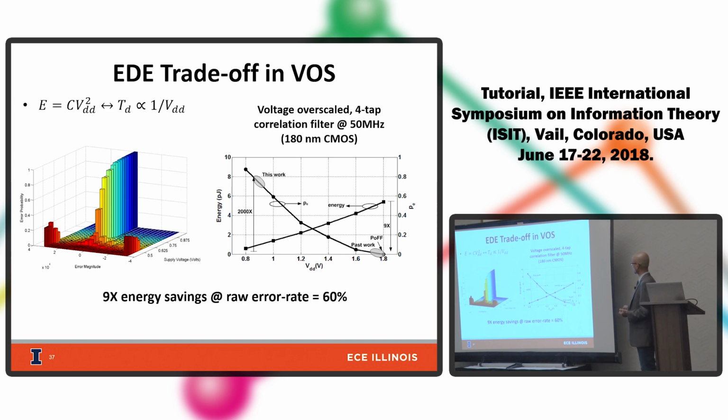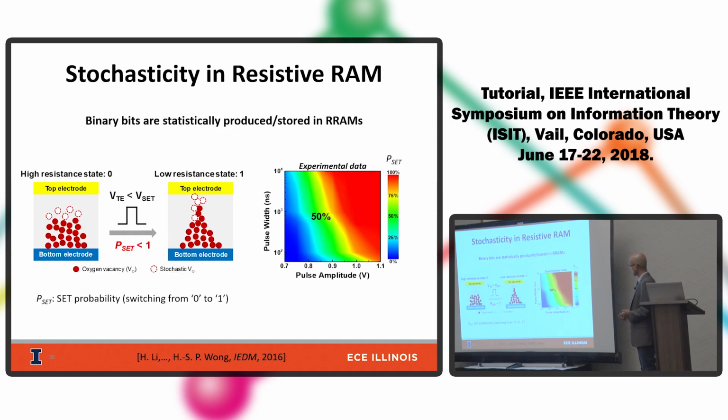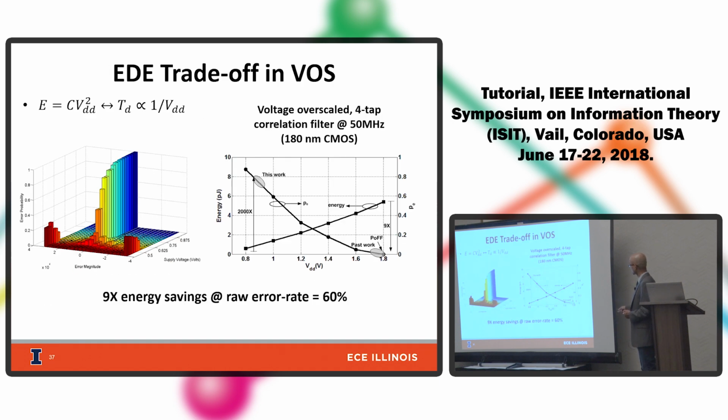Well, this is a plot of a 4-tap correlation filter in a particular process technology. You can see that as you reduce the supply voltage, your error rate starts to increase, but your energy also starts to go down. And you can predict that in this technology for that particular filter, you get about 9x energy savings if you can operate at an error rate of 60%, which means 60% of the outputs have at least 1 bit in error. This is the raw error rate, right?